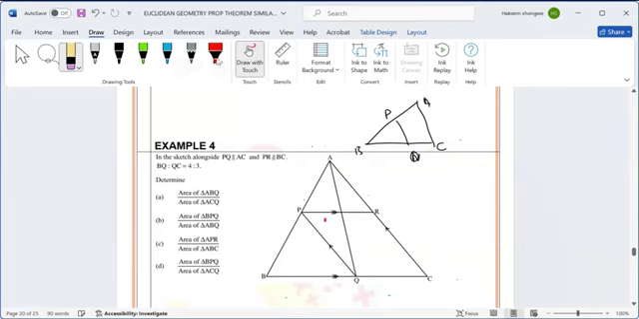Next one, we have PR. Let's highlight PR, which is parallel to BC. And then we do see a few triangles here. Which one do we see? We see triangle ABC. Triangle ABC, which is parallel to PR. This one and this one are parallel to each other.